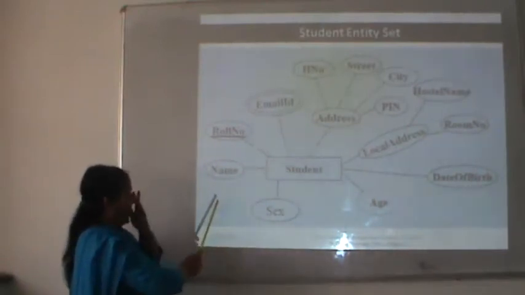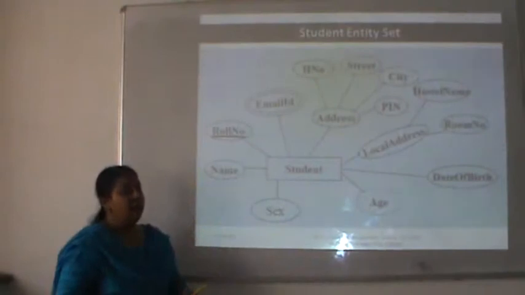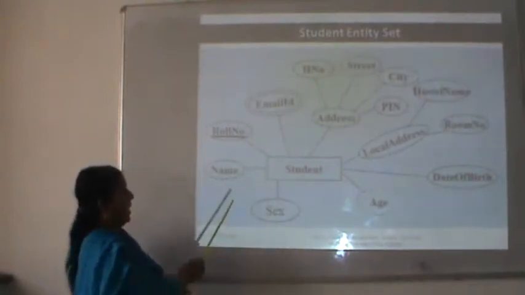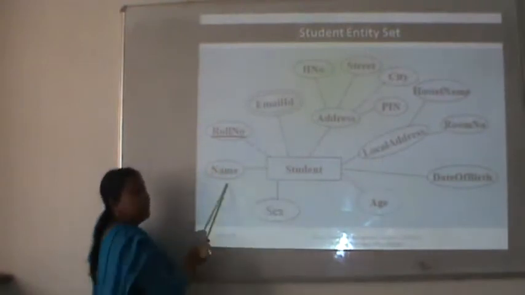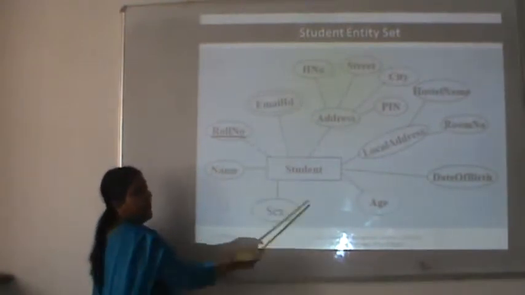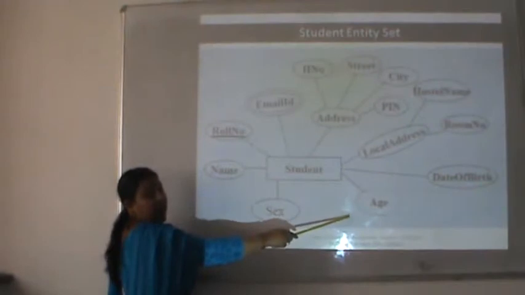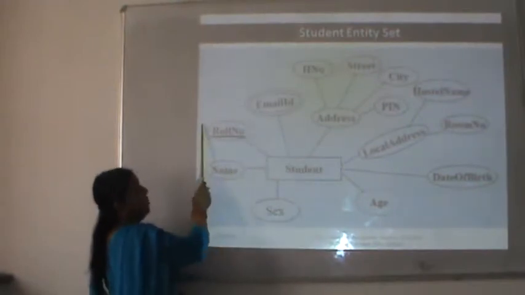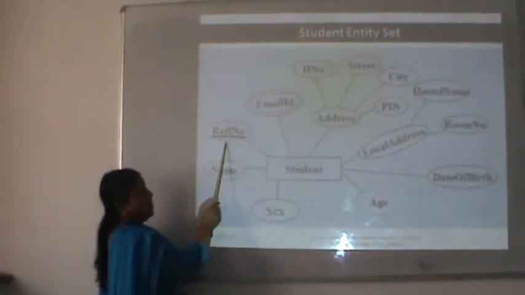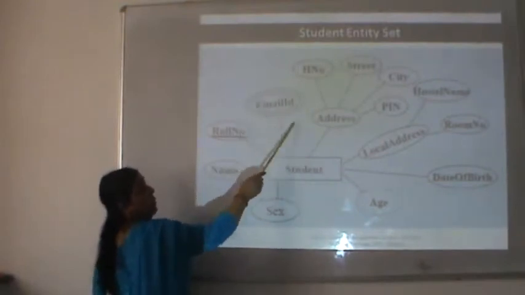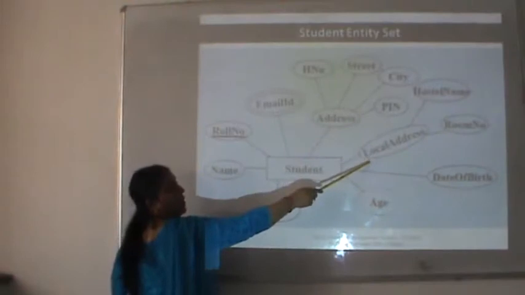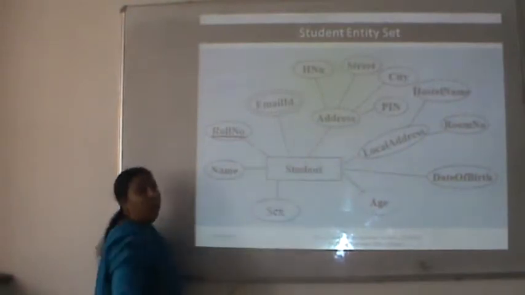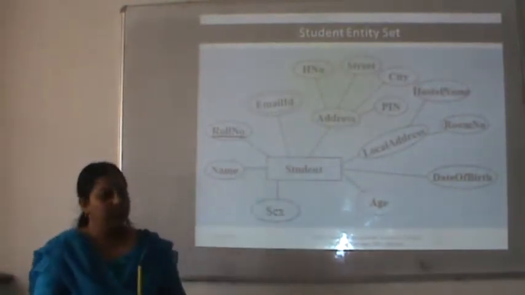Hence, we can say, how many simple attributes do we have here? We have name, we have sex, we have date of birth. These three are the simple attributes. Age is the derived attribute. Roll number is the key attribute. Email is the multi-valued attribute. Address and local address are the composite attributes.